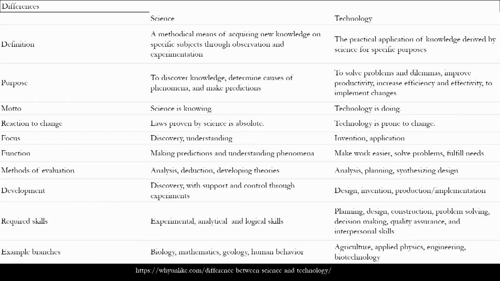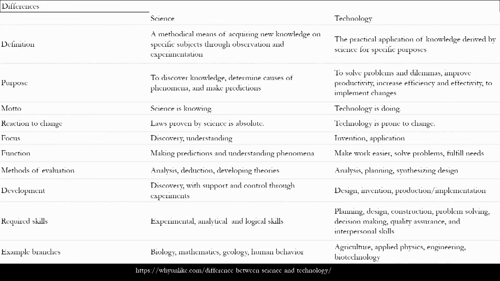Technology development is done through design, invention, production, implementation. So, in technology, the development of technology occurs through design, inventions, production and implementation. So, their process is a little different than science. It keeps on designing things, it makes inventions, and production and implementation of these designs are the way it develops forward. The required skills for science are experimental, analytical and logical skills.